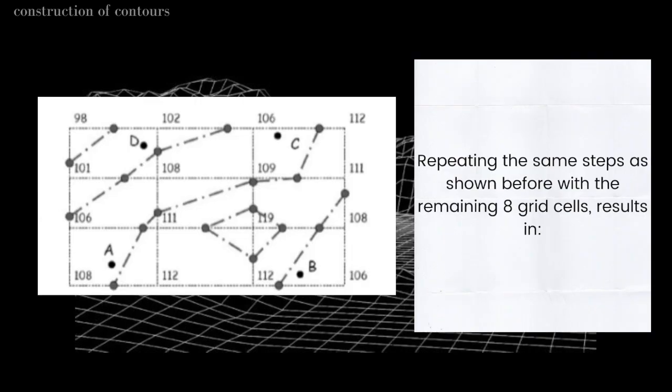Then, repeating the same steps shown before with the remaining 8 grid cells, we get this. And that is all for the construction of contours.